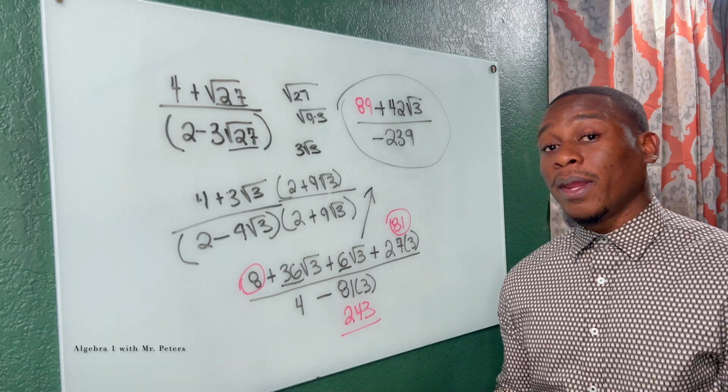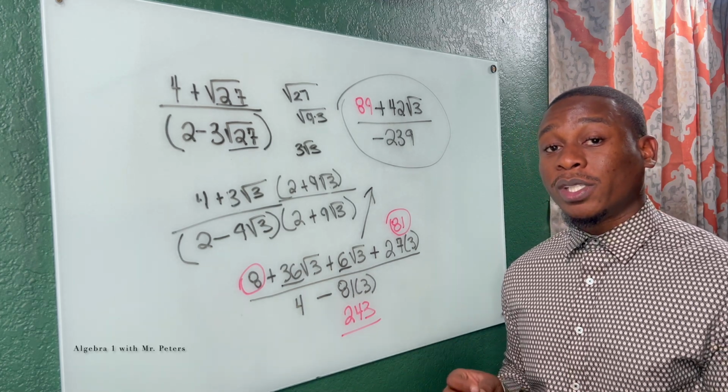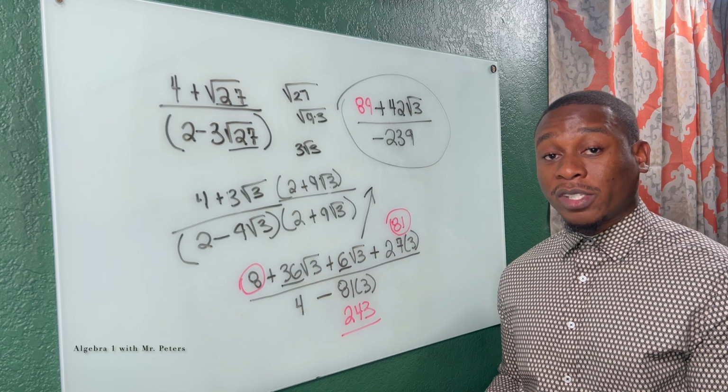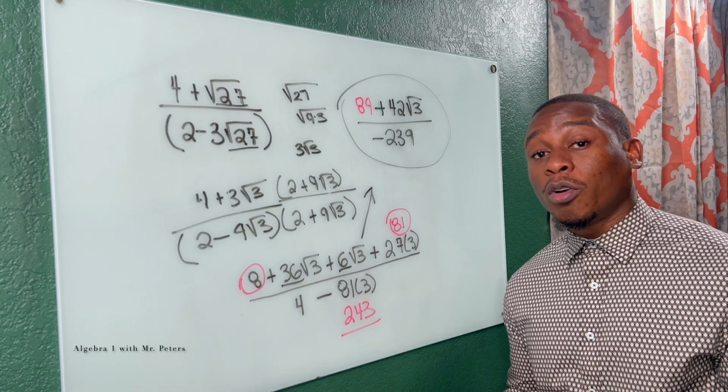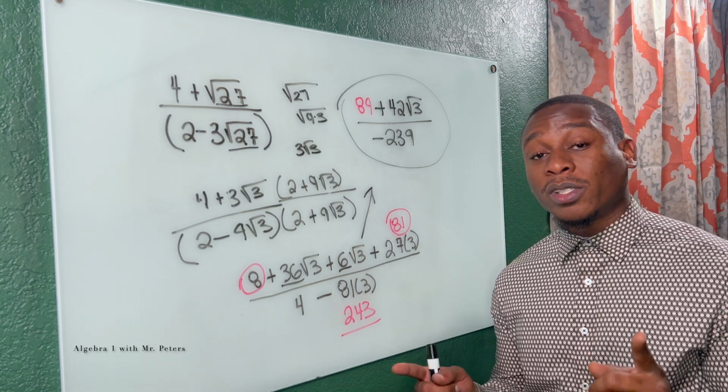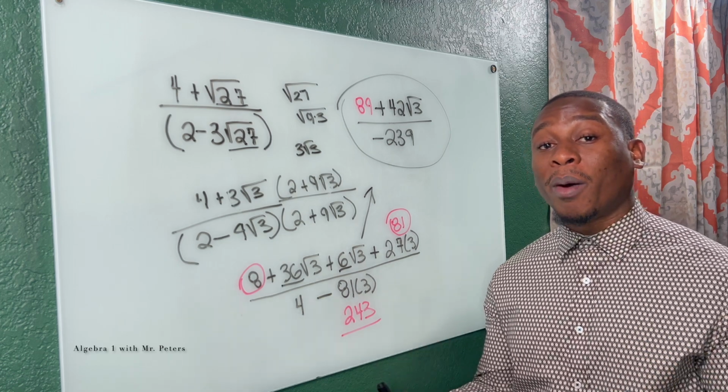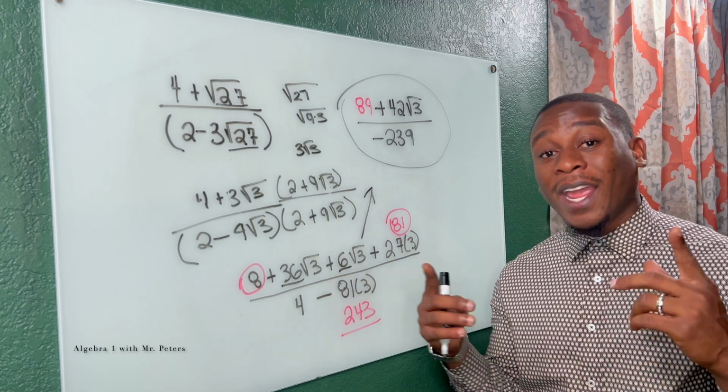But these are the 3 methods and the most common ones that you're going to see on how to simplify fractions that have radicals. Comment down below if you enjoyed this video and if you want to see the quotient rule and more problems on how to combine those radicals and divide.